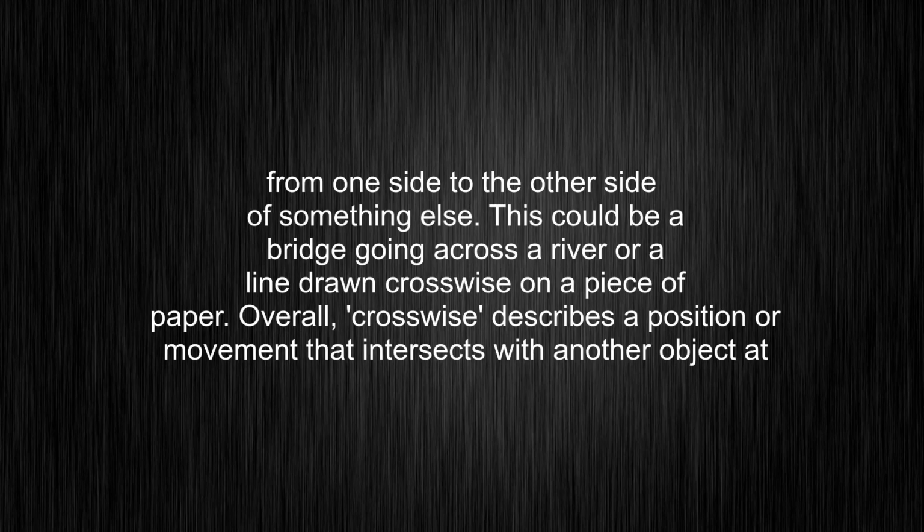It can also refer to something that goes or extends from one side to the other side of something else. This could be a bridge going across a river or a line drawn crosswise on a piece of paper. Overall, crosswise describes a position or movement that intersects with another object at a right angle or goes from one end to another.